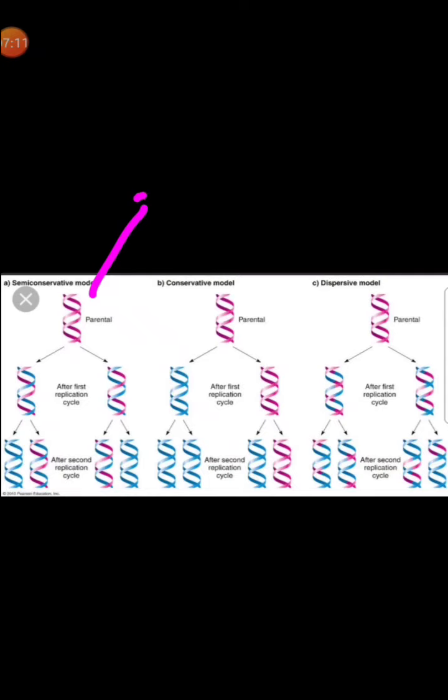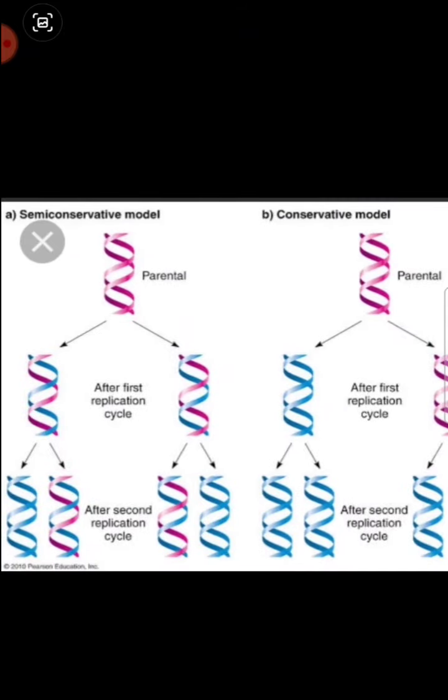The semi-conservative model is when the parental DNA, the two strands, make copies. These two strands separate, and a new strand will be synthesized on each of these strands, like this. That means one strand will be from the parents and one strand will be newly synthesized. In all cases, one strand will be newly synthesized and one strand will be from the parents. This is called the semi-conservative model.